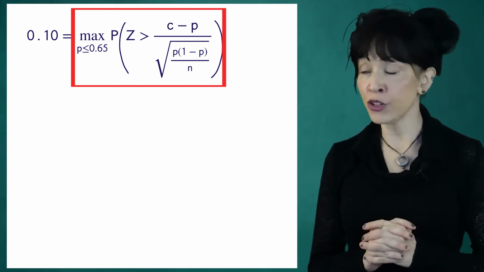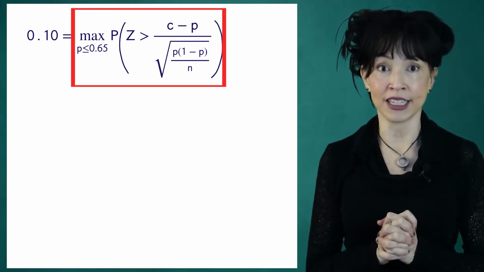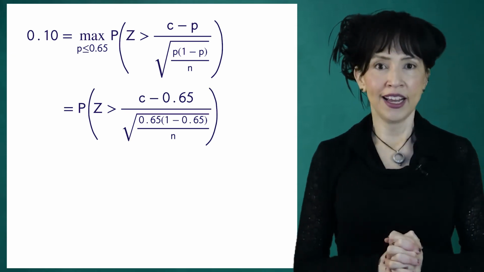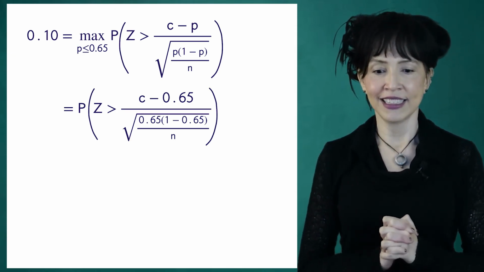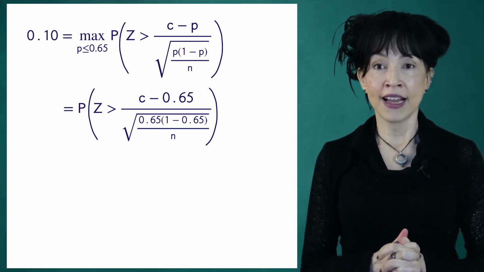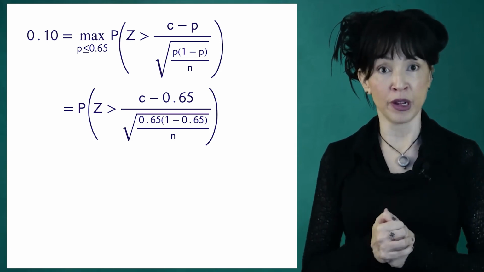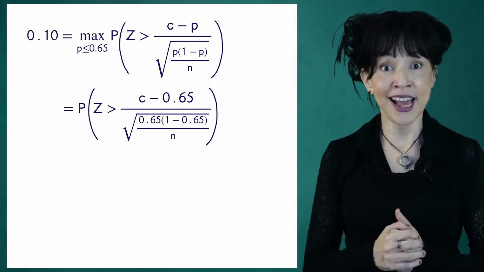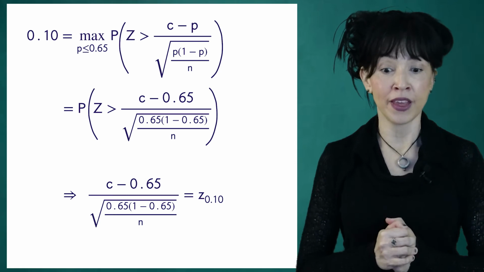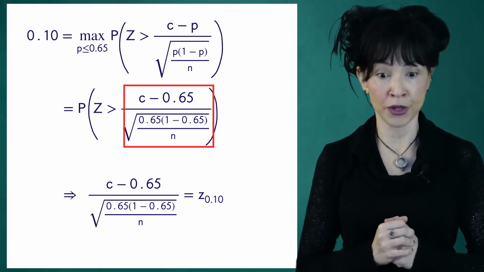So if I want to maximize it over all the p's between 0 and 0.65, I'm just going to plug in the 0.65, the right endpoint of that interval. Okay, so I have plugged it in, and this whole probability was supposed to be 0.10. And so what number is the standard normal above with probability 0.10? That is how we define our critical value, lowercase z sub 0.10, which means this whole thing in here has to equal lowercase z sub 0.10.